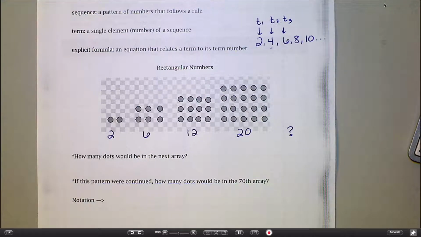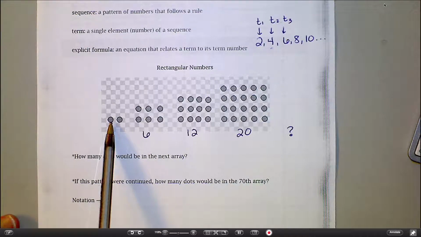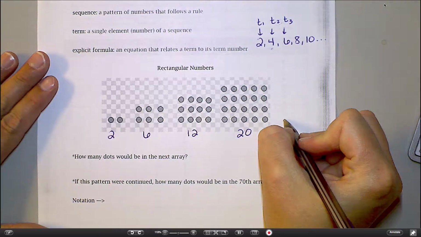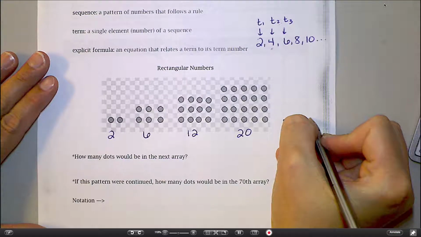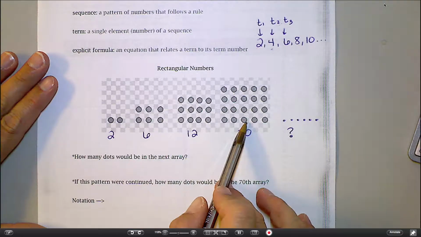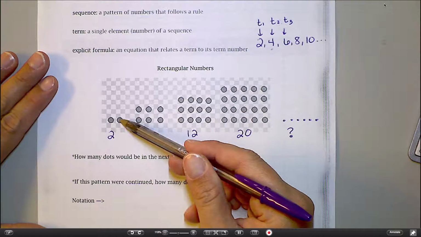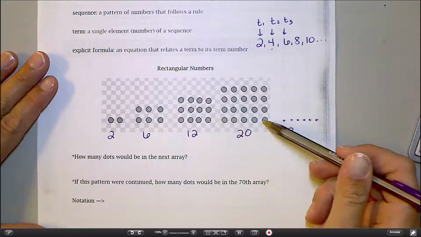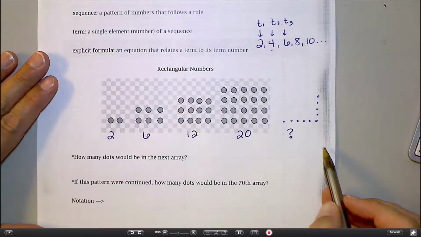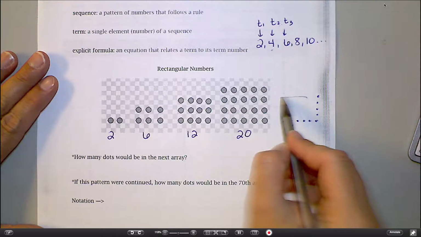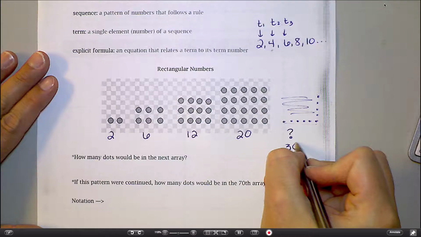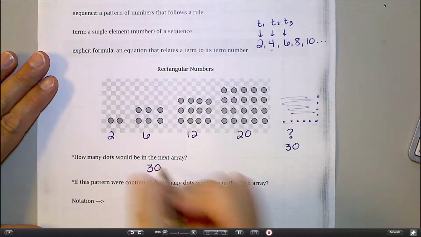Well, I would look at this as a pattern. At the bottom here, I see I go from 2 dots to 3 dots to 4 dots to 5 dots. So in my next term, I feel pretty good that there's going to be 6 dots across the bottom because I went from 2 to 3 to 4 to 5. And then up the side, I had 1 dot, 2 dots, 3 dots, 4 dots. So now I'm pretty sure there's going to be 5 dots up the side. I'm not going to take the time to fill all of those in, but if I know that I have 6 by 5, that's going to be 30 dots in the next array.